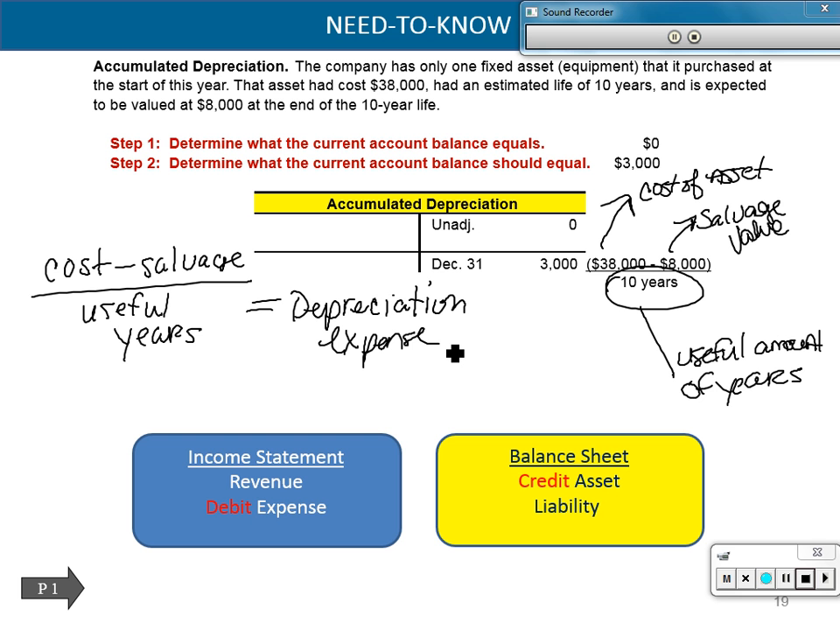Land does not depreciate. It can increase in value, it can hold value. It does not depreciate. Land holds value, so it's either going to go up in value or down, but it does not depreciate.